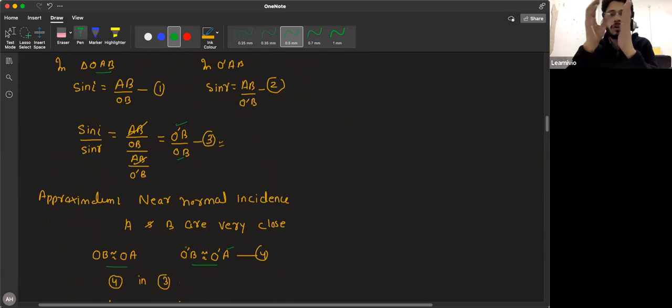Near normal means one ray which is passing normally, another is going very close to this normal. So the ray which passes normally will not refract, it will go straight.